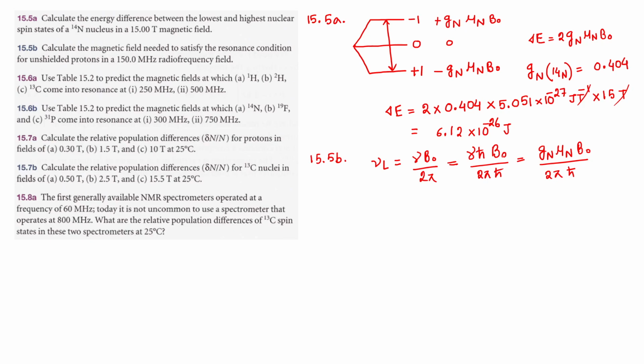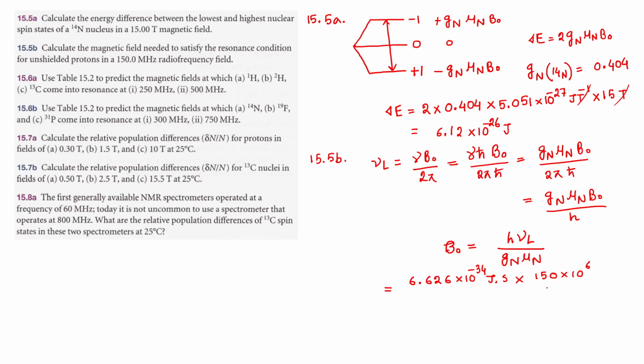Okay. Obviously it is Gn mu n B0 by h, and B0 would be h nu L divided by Gn mu n. h we know, 6.626 into 10 to the power minus 34 joule second. Larmor frequency is given, 150 megahertz, which is 150 into 10 to the power 6. Okay, hertz is second inverse.